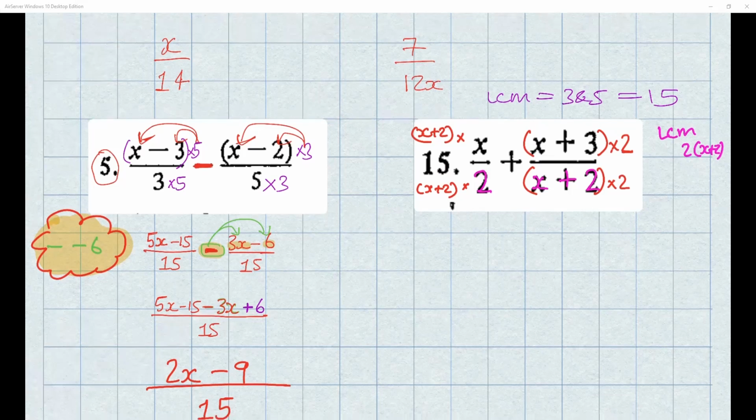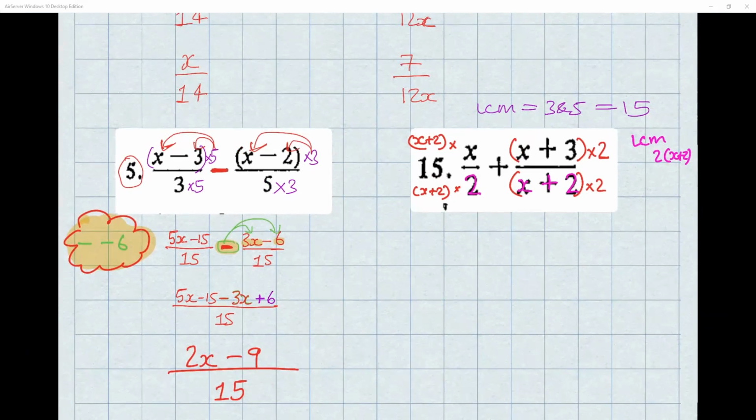Okay, lovely. So let's write it down on the next line now. So we have x plus 2 with the x. We can put the x at the front if you like, just to make it look a little bit nicer. On the bottom we're going to have 2 times x plus 2. On the top you're going to have 3 times x plus 3.